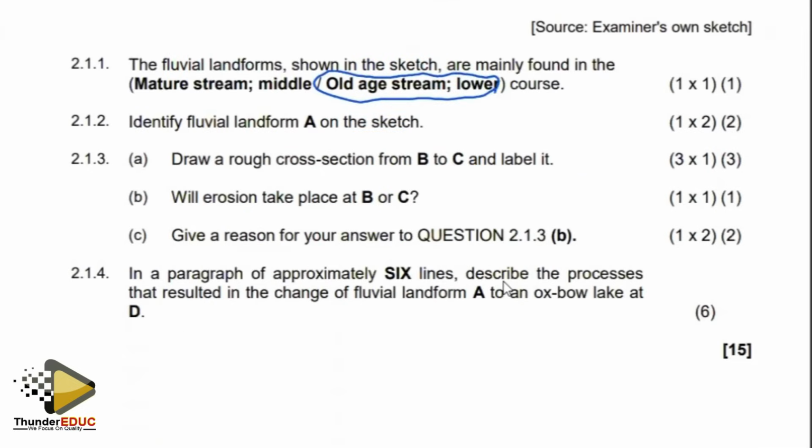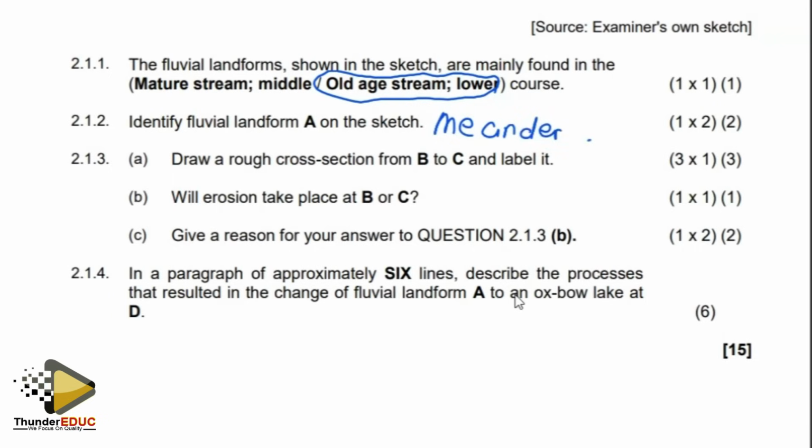Right. So then 2.1.2, identify fluvial landform A on the sketch map. Right. So here on the sketch map, you identify fluvial landform A. The fluvial landform A on the sketch map is the meander, all right? Here it is the meander.